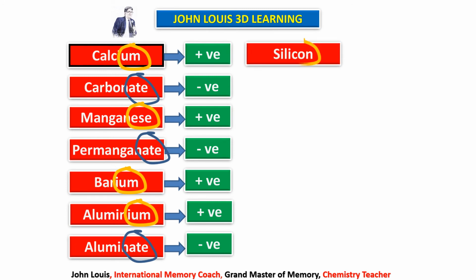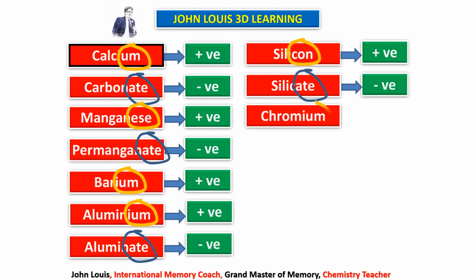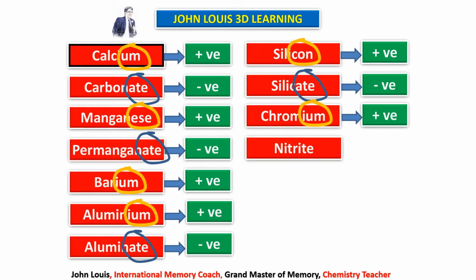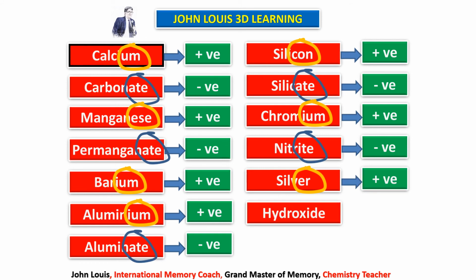Silicon. Quickly let us see how it ends, con. No, it is not ending with ite or ate or ide. Therefore, it should be positive. Silicate. How does it end? The suffix is ate. Therefore, it should be negative. Chromium. It ends with ium. Therefore, it should be positive. Nitrite. It is ending with the suffix ite. Therefore, it is negative. Silver. So no ite, ate, ide. Therefore, it should be positive.